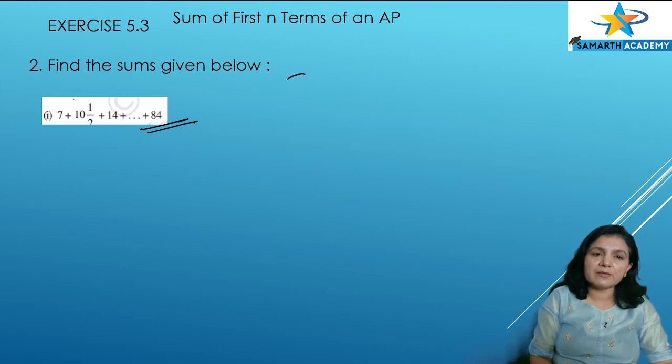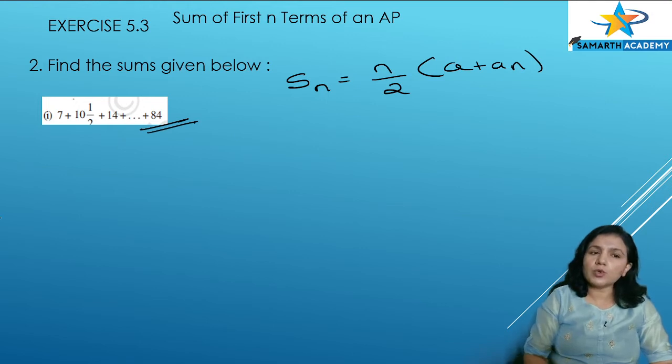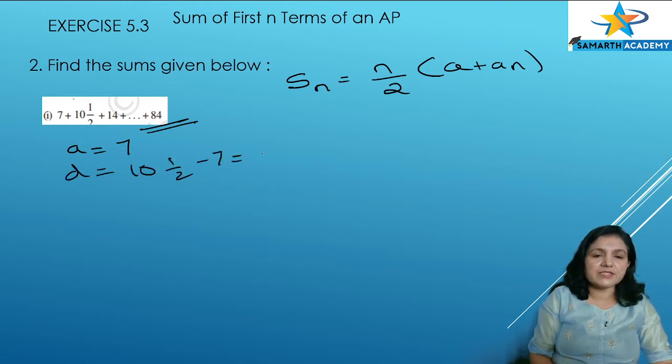For this, we will be using the formula Sn is equal to n by 2 (a plus an), as the last term is given. But here we don't know the number of terms, so we have to find the number of terms using the value of an. First let me write what is given: a equal to 7, d is equal to second term minus the first term, which is 3.5. Now an is 84.